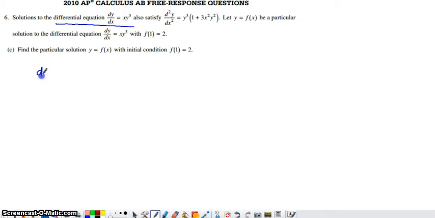And so what we can do right away here is we can divide both sides of the equation by y cubed. We can also multiply both sides by dx, and the variables are now separated. And to get rid of the differentials, we're going to do integrals on both sides, or antiderivatives on both sides. So we're going to integrate the left side with respect to the variable y, and we're going to integrate the right side with respect to the variable x.